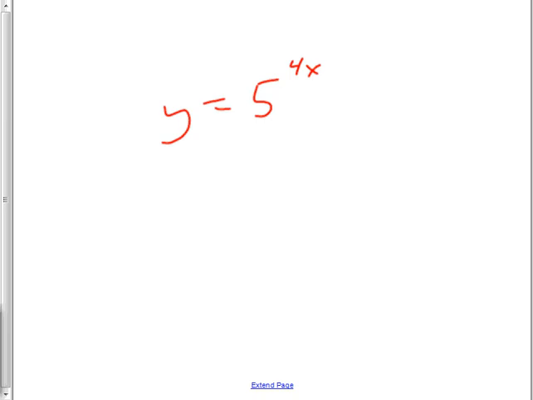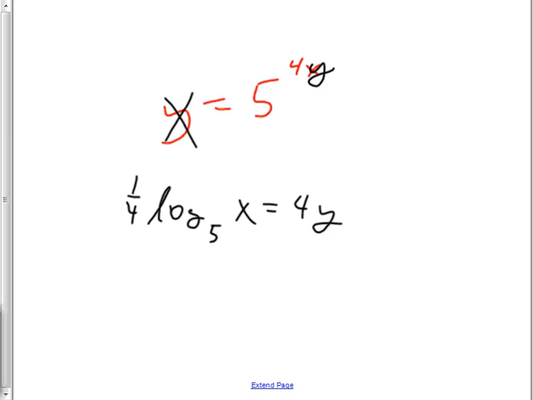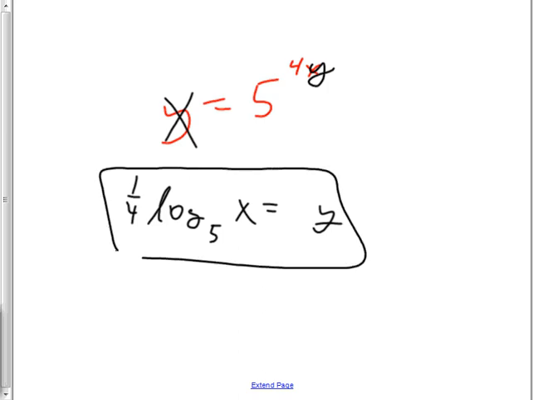Okay, we need to get going here. So hopefully you started by saying x equals 5 to the 4y, and then you rewrote it: log base 5 of x is equal to 4y. Then you take 1/4 of both sides, and you have 1/4 log base 5 of x, reversed, solved, and therefore the inverse of the original function. Raise your hand if you got the same thing.